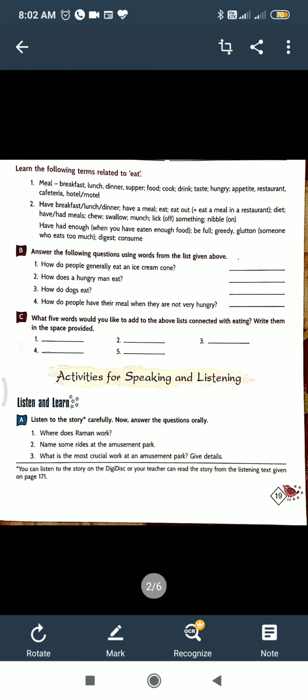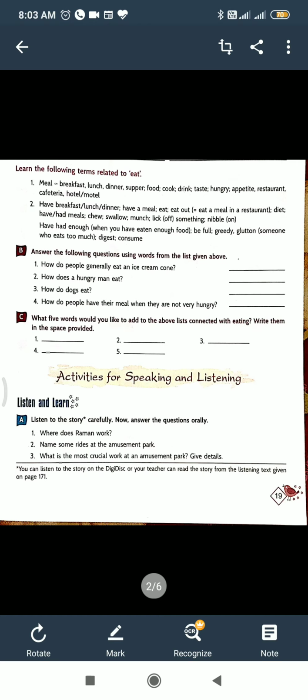Section C. What 5 words would you like to add to the above list connected with eating? Write them in the space provided. 5 words you have to write down. Here, one and second points are related to food, you know those words. If you are thinking that still some words are left to write, you can add them here. 5 words.